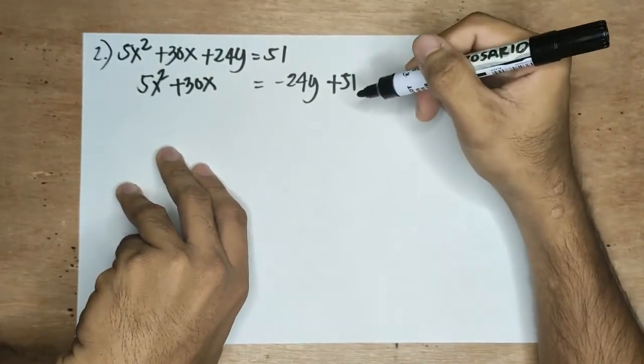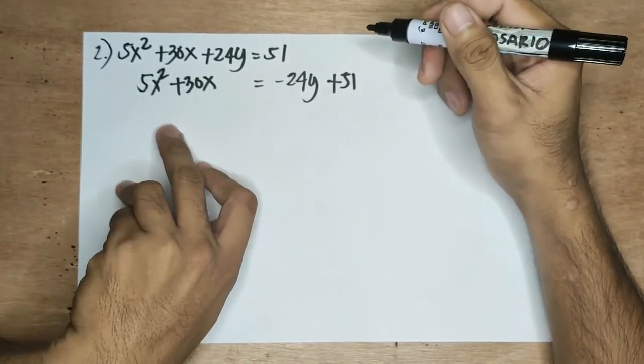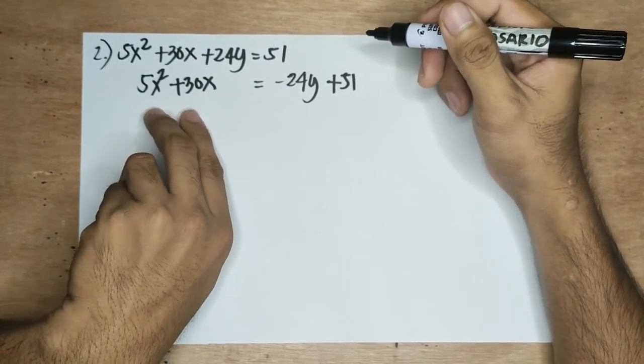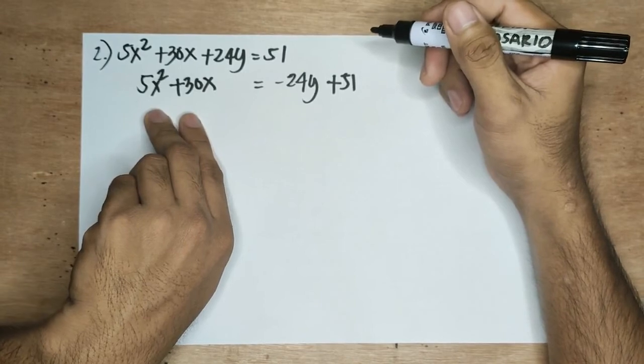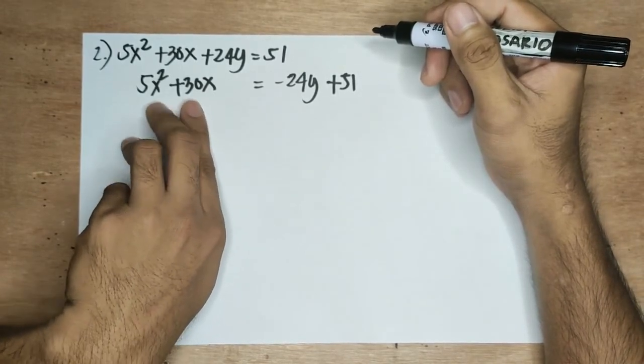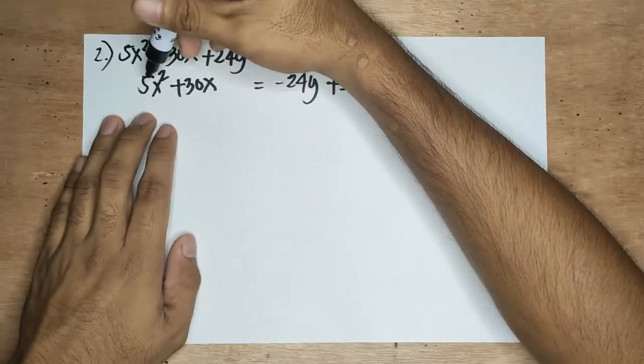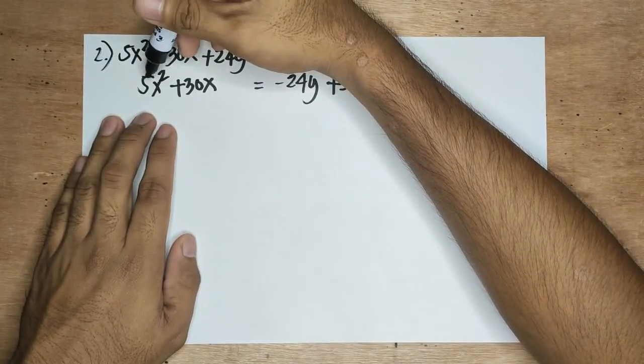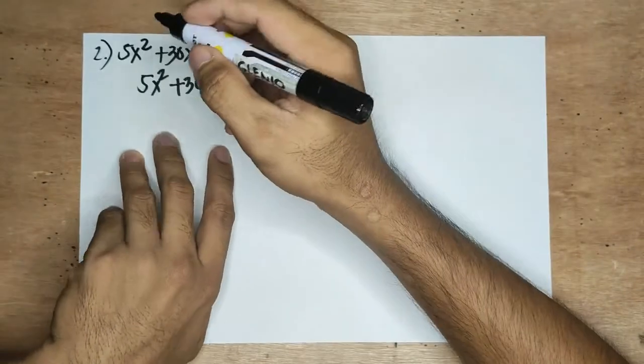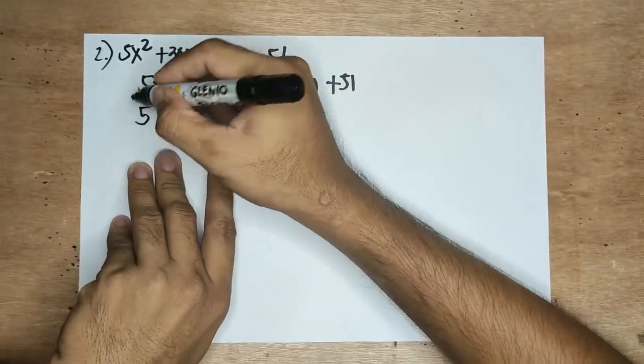Okay, so how are we going to do this? Hindi agad natin magagamit yung completing the square method, since mayroon pa itong numerical coefficient ni x squared na hindi pa 1. So how do we transform this into 1? Dapat we factor out 5.